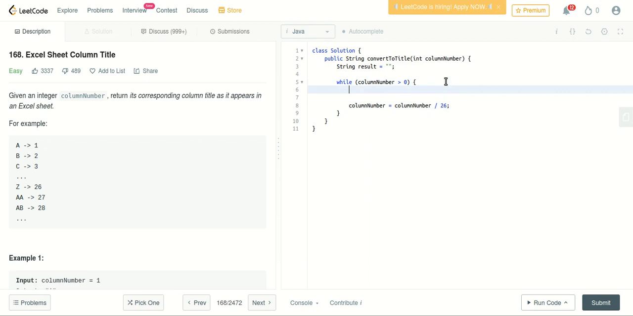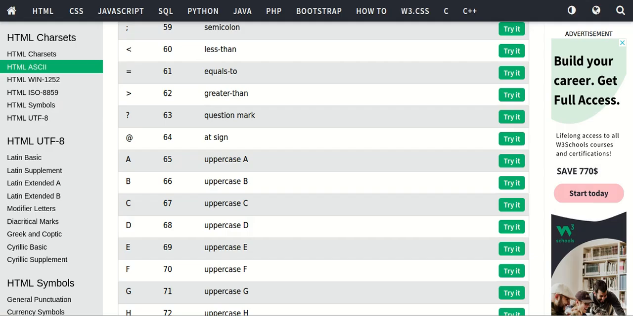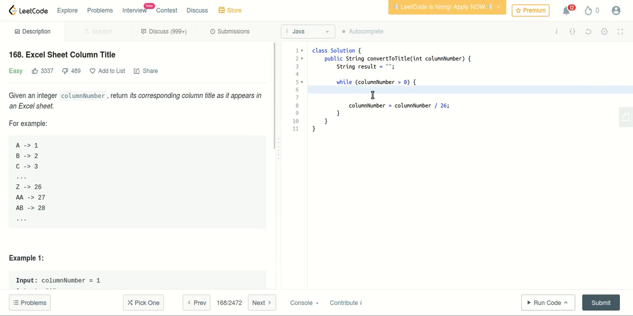Let's see. One thing we should do here is find out the ASCII character of A. Because we are using all uppercase characters, and the ASCII character before A is @, we can use this ASCII value, 64. So with this, what would our result be?